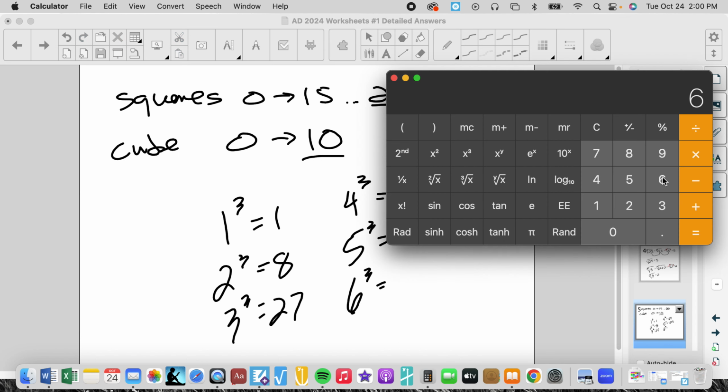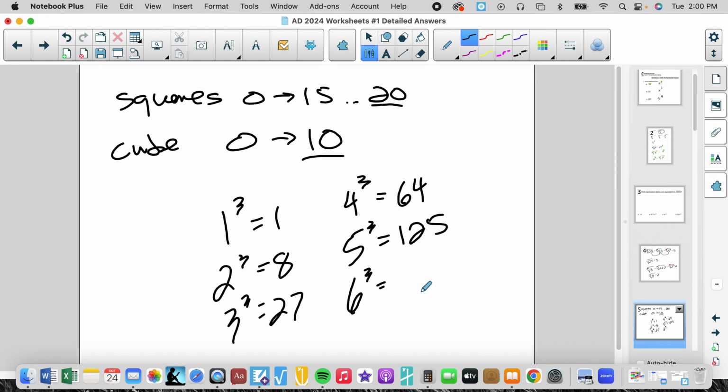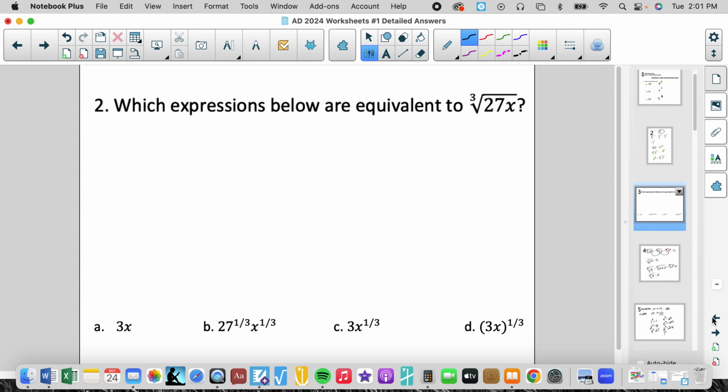6 to the third, 216, Mr. Mac. 7, I have no idea. So 7, 8, 9. I don't know, 81 times 9, that's 729. So 8 cubed. I don't know what 64 times 64 is, but you should know those cubes. So which expressions below are equivalent?